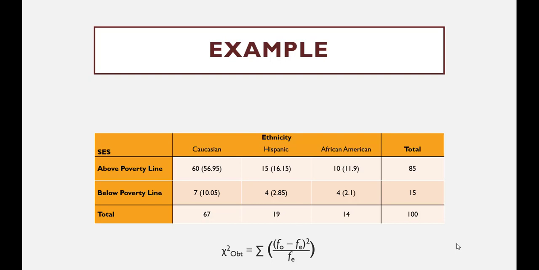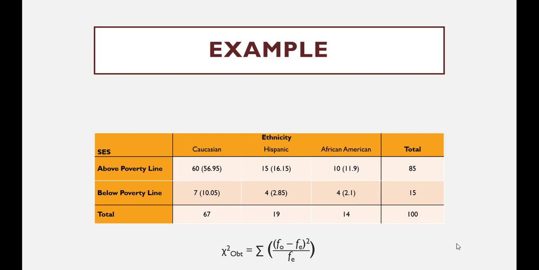That would suggest, if that happens and there is a difference, that there's an association. That in this case, perhaps white people are more likely to be above the poverty line than one would expect. There's an association between poverty and ethnicity, and I don't think you would be surprised to find that.